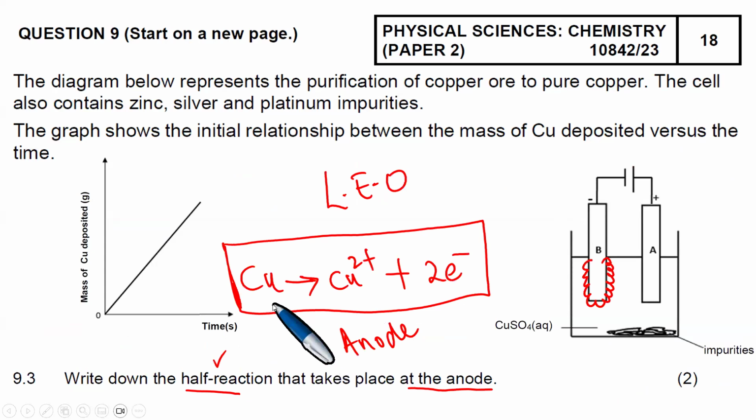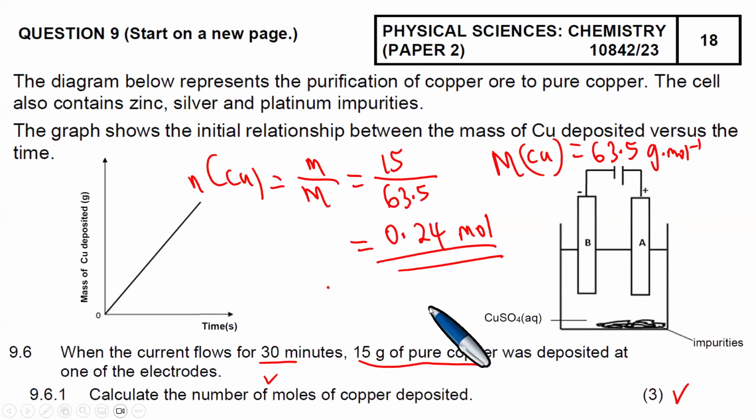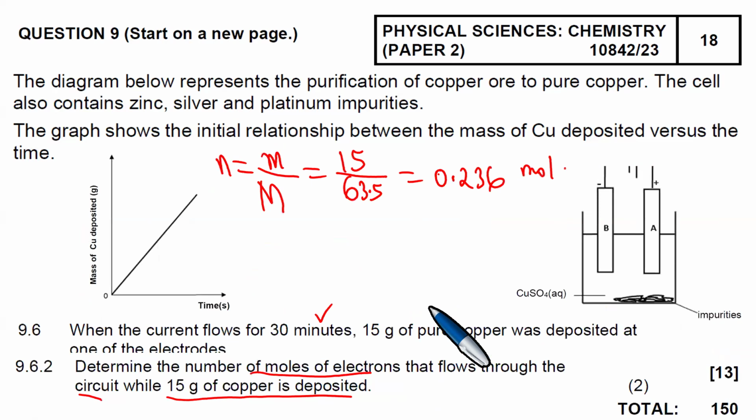But now you're gonna remember that we did this one. Copper, we wrote down the half reaction that takes place at the anode. We said copper releases 2 electrons. So we have copper, which yields copper 2 plus and 2 electrons.